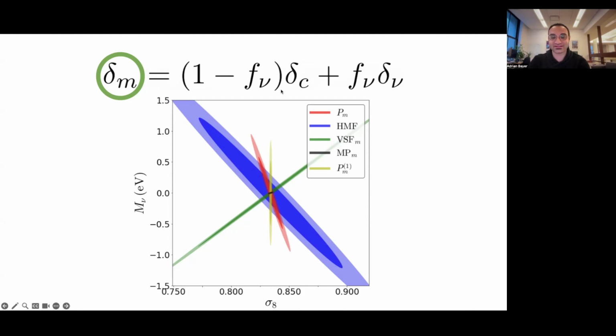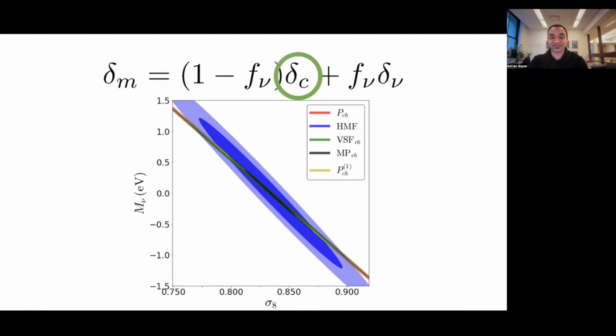But what if we looked at delta C instead? What if we just looked at the cold dark matter? Well, in that case, all the contours actually line up. And so this is saying that there's not that much information about neutrino mass in the cold dark matter field. Only when you combine cold dark matter with neutrinos to get the total matter field do you have this degeneracy breaking, and there's a lot of information about neutrino mass.